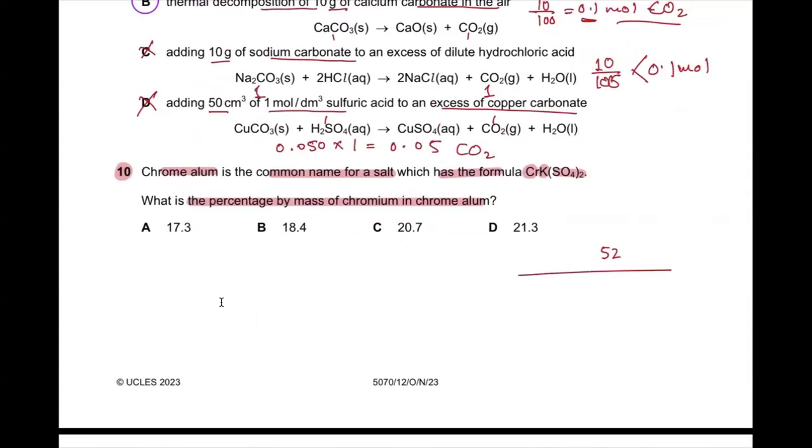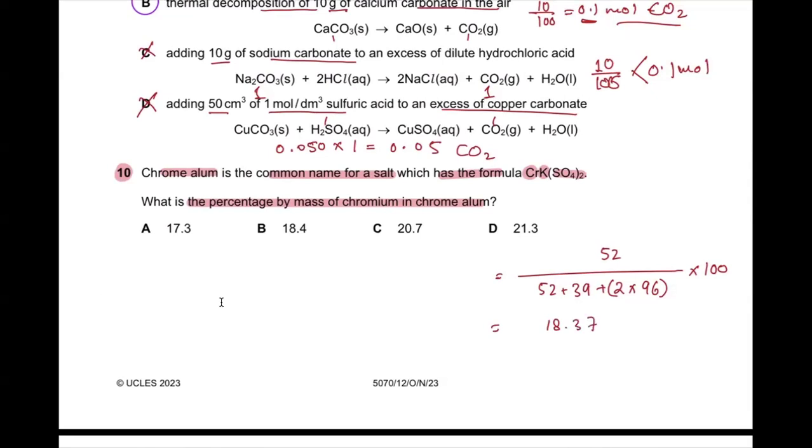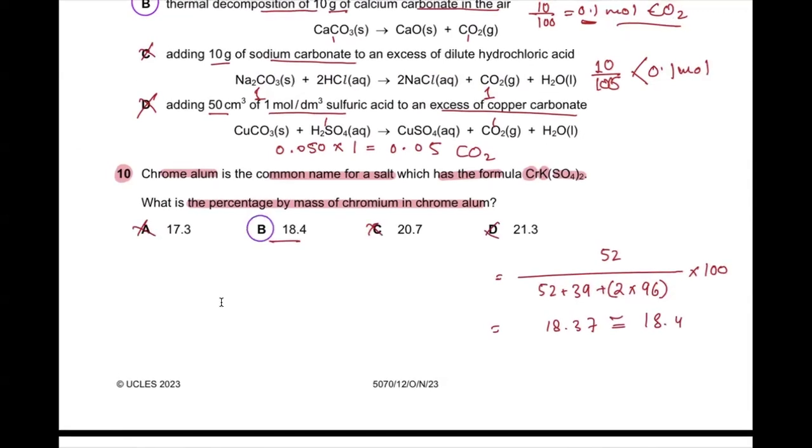52. Do you guys have a calculator? Over 52 plus 39 plus 2 times 96, multiply by 100. Can anyone solve it quickly and tell me the answer? 18.37, which is rounded off to 18.4. So it's B. A, C, and D go wrong, and B is the correct answer.